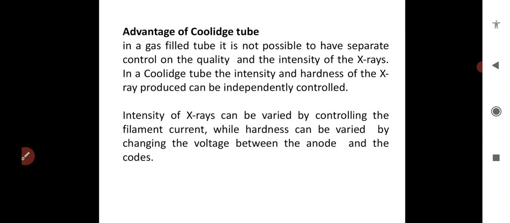Second, the intensity of X-rays can be varied by controlling the filament current, and the hardness can be varied by changing the voltage between the anode and cathode. So this is the advantage of the Coolidge tube and the production of X-rays using the Coolidge tube.